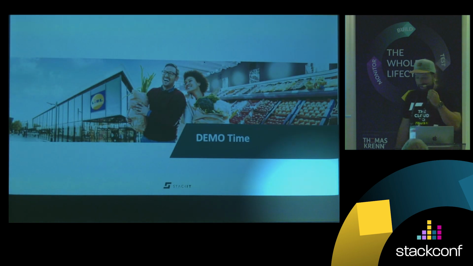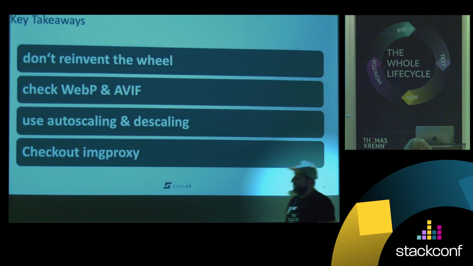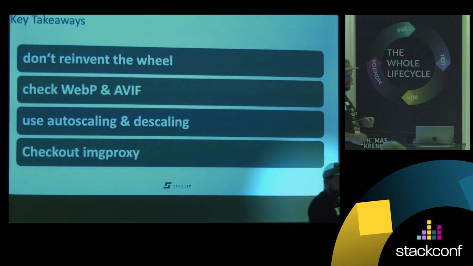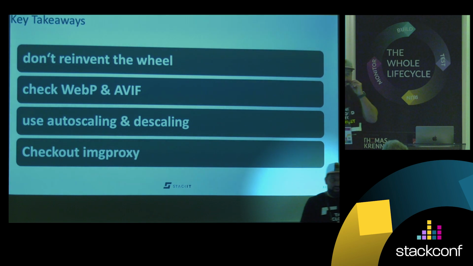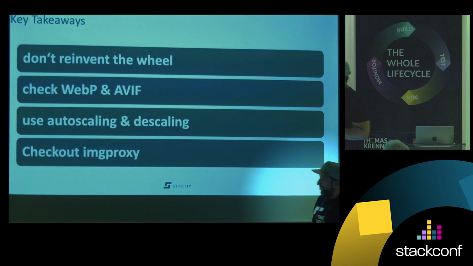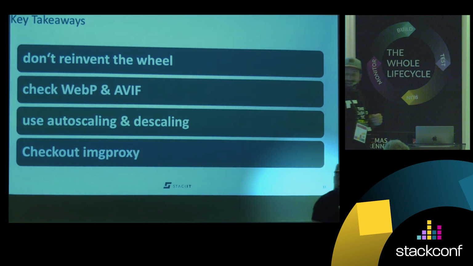Now my time is running. And the key takeaways: don't reinvent the wheel. imgproxy is really nice. I've seen developers doing image resizing by themselves, so it's a solution already there. You definitely should check WebP and AVIF if you're not using it already, and use autoscaling and descaling, and descaling is important, and check out imgproxy. That's it from my side.